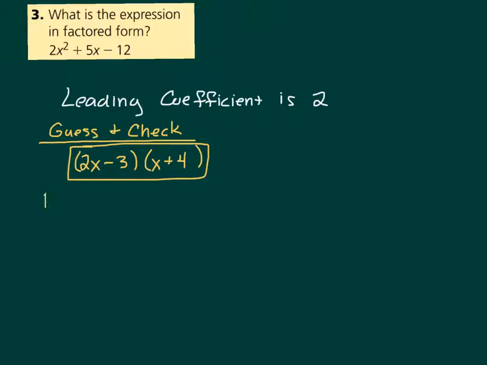That's not at all what I meant to put. We have the guess and check. Now we're going to go through a process. Step 1. Take the first term's coefficient of 2 and multiply it by the last term, negative 12. We get negative 24.